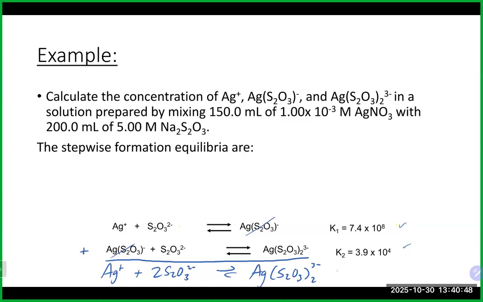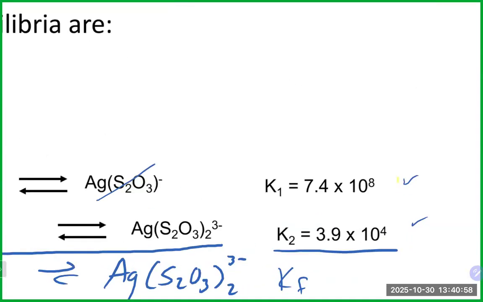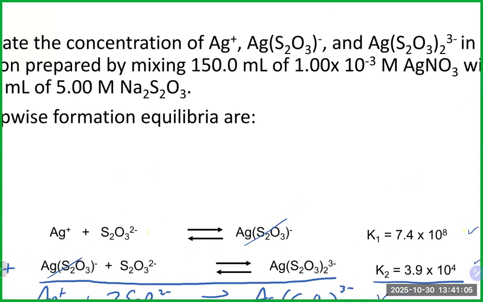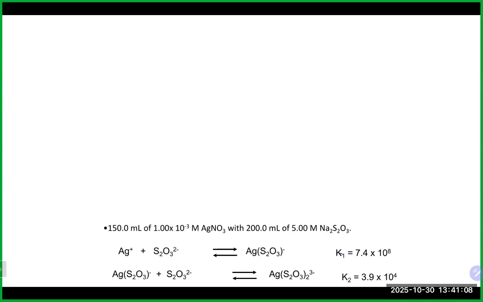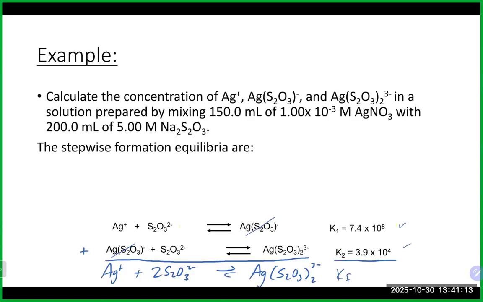If we wanted to, we could get our KF for this by multiplying these together. And that would be 7.4 to the 8, it looks like, times 3.9 to the 4. And that's going to give us, it equals 2.9 times 10 to the 13 as our KF here for the overall reaction.